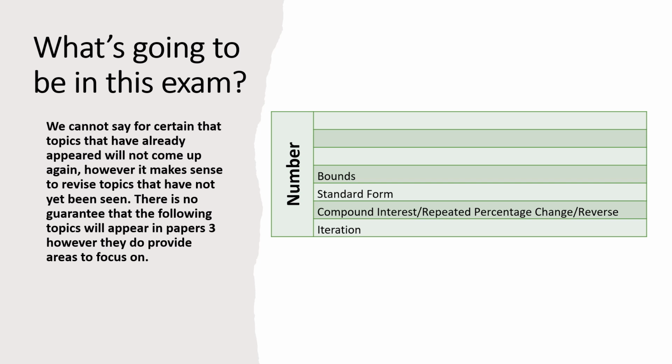Number, so again, deleting what came up, that leaves us with bounds. You had a very small bounds question that just asked you for the smallest possible value of something. So I'm thinking that perhaps this is the paper where we see a bigger bounds question. Maybe you've got to calculate an upper and lower bound. It could say considering bounds, find the value of. Standard form hasn't come up at all. I think it's probably guaranteed to come up. I'm not sure I remember an exam series where there wasn't any standard form. And compound interest, percentages, repeated percentage change, reverse, I think that's quite likely. And then also iteration hasn't come up at all.